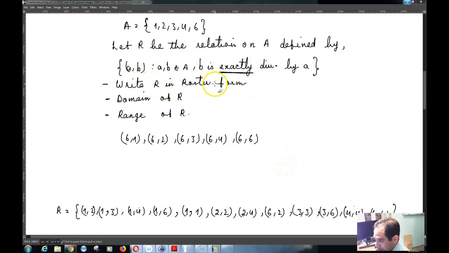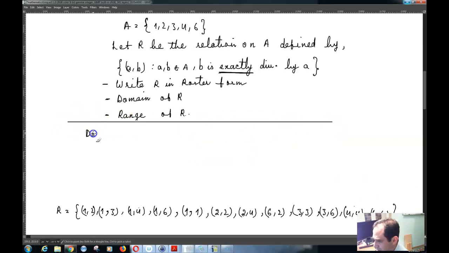So now if you want to write R in roster form, this is the roster form, and then the domain of R would be basically 1, 2, 3, 4, and 6. I'm not repeating anything here, as you can see.